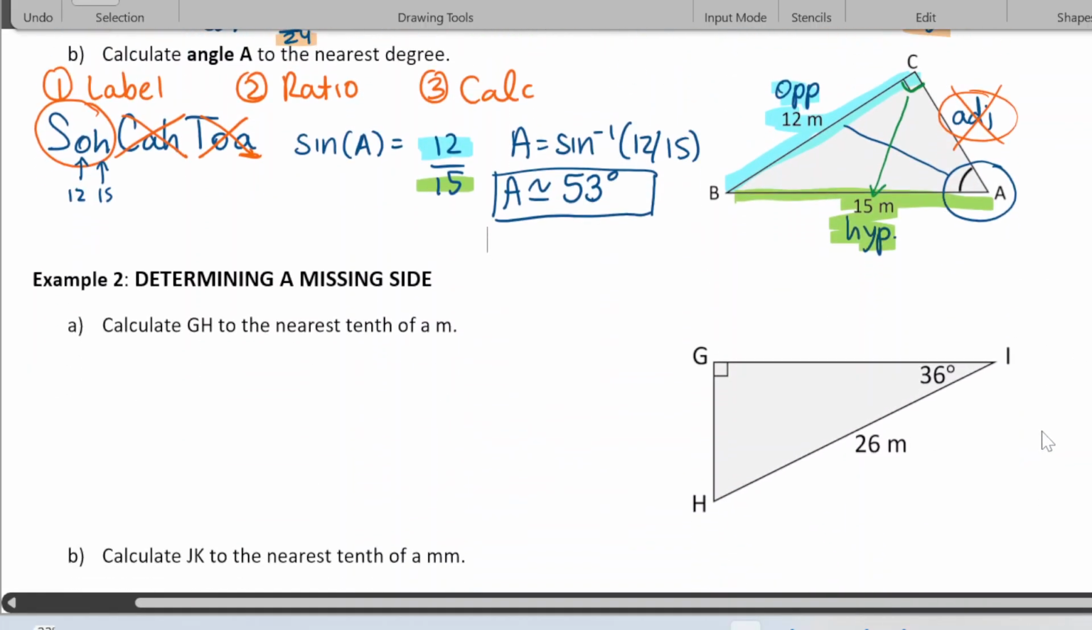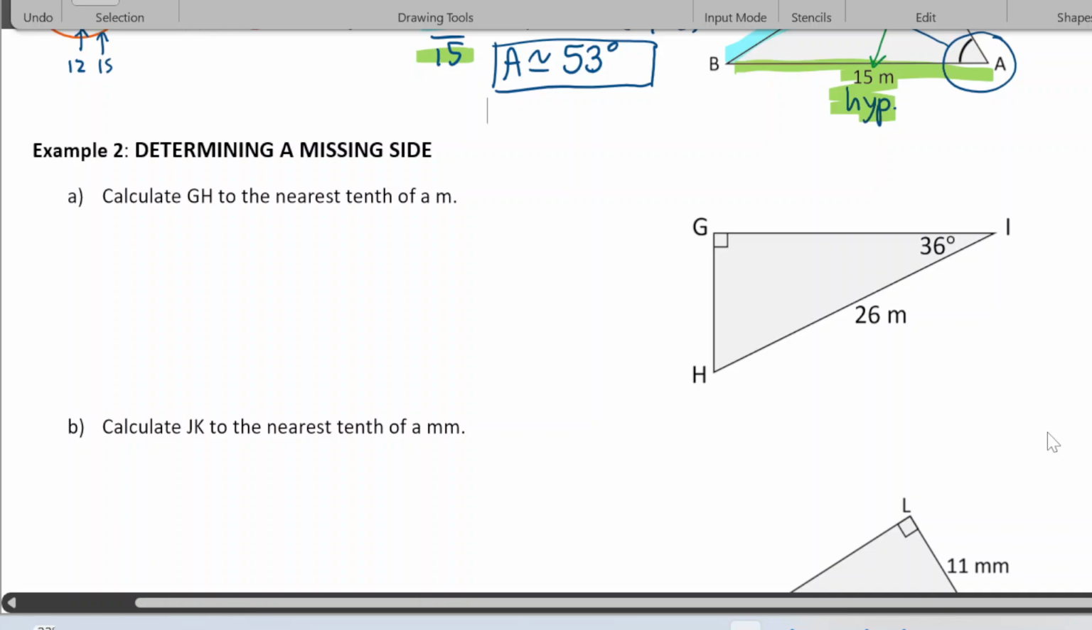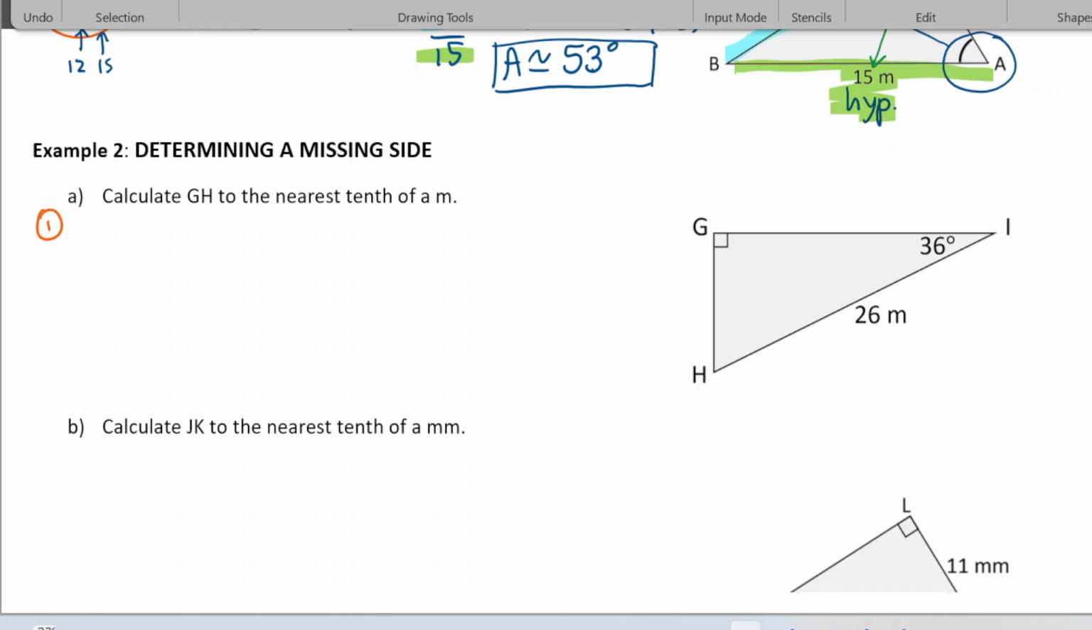Now let's practice calculating a missing side. So again, same 3 steps. We want to label, write the ratio, and then calculate. Okay, so here it says calculate the length of GH. So GH, remember, is a length from G to H. So we want to calculate this side.